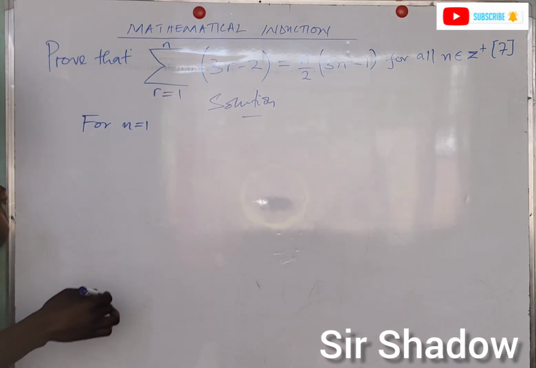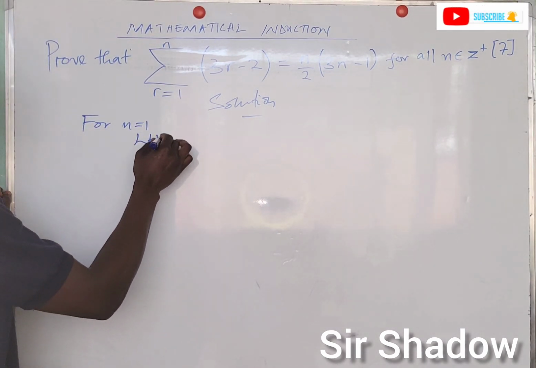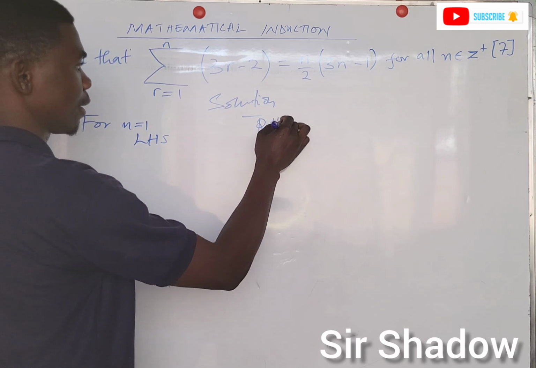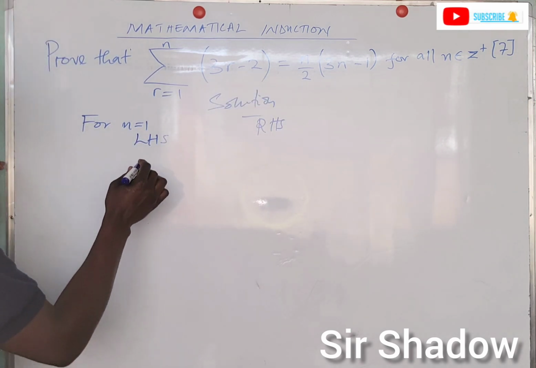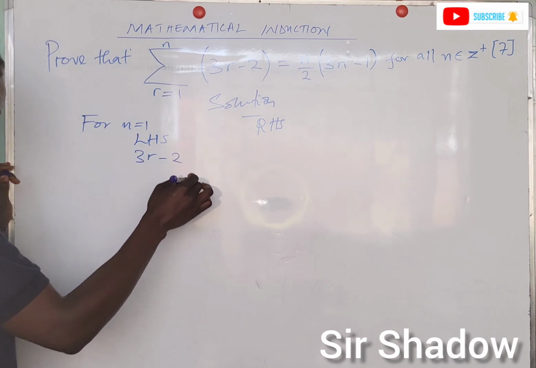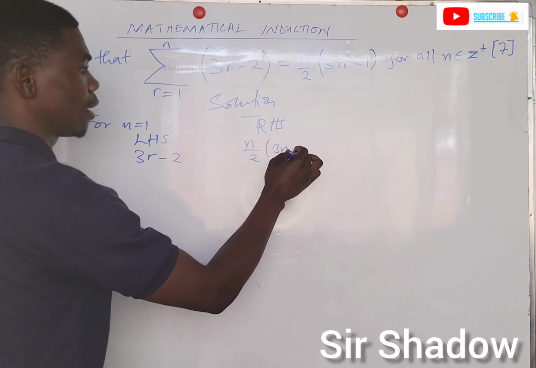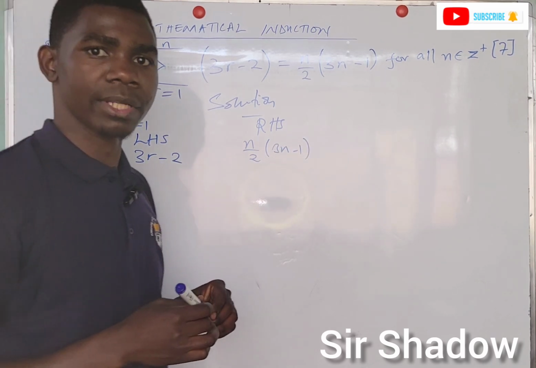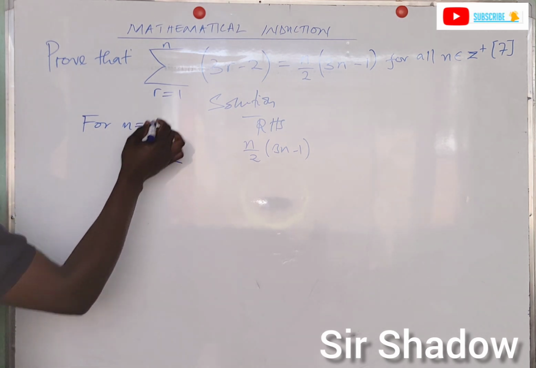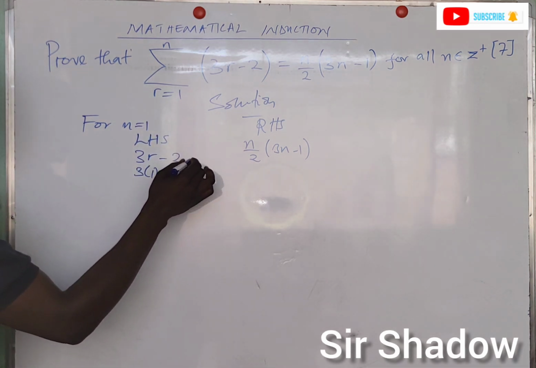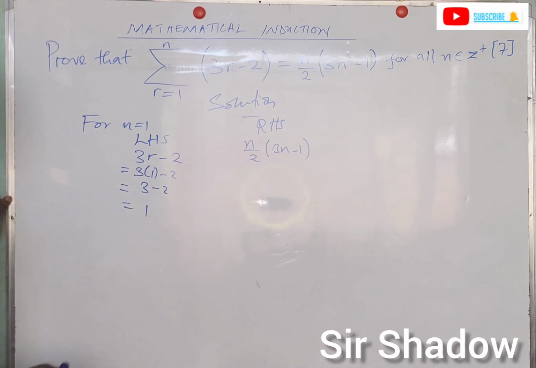For n equals 1, we have the left hand side and also the right hand side. On the left hand side we are taking 3r minus 2. Then on the right hand side we are taking n over 2 multiplied by 3n minus 1. Whenever n is equal to 1, we are saying 3 multiplied by 1 minus 2. This is equal to 3 minus 2, which is equal to 1.